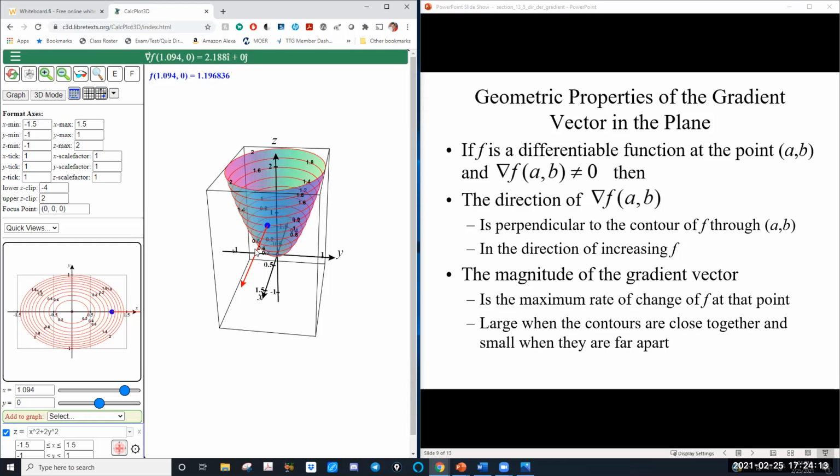And then we saw how we can use the gradient to do a directional derivative. Then that would be where we'd be asked to find a rate of change in some other direction.